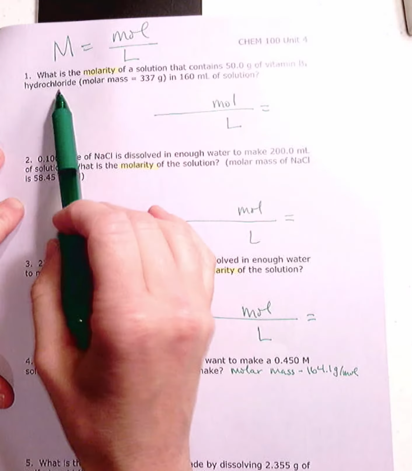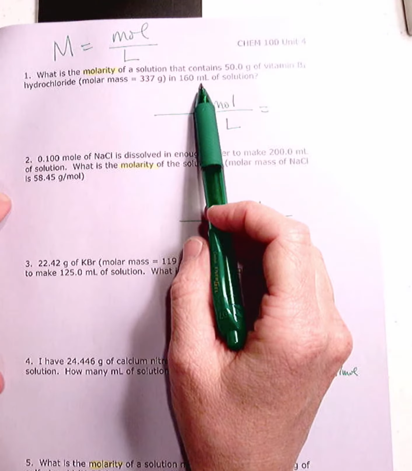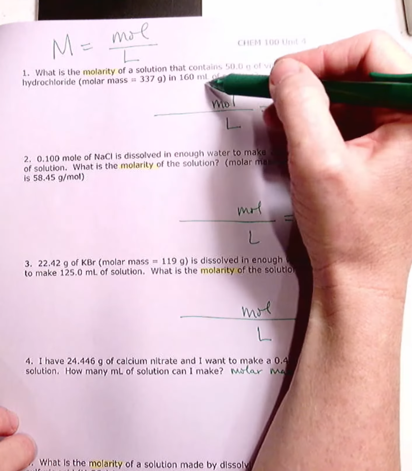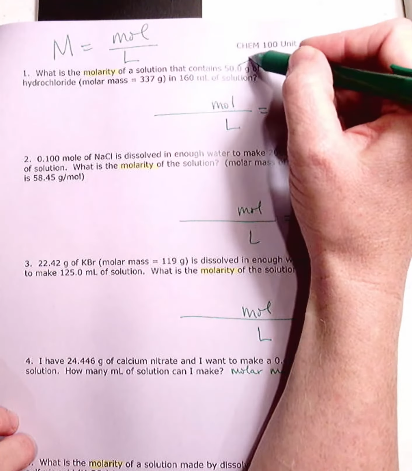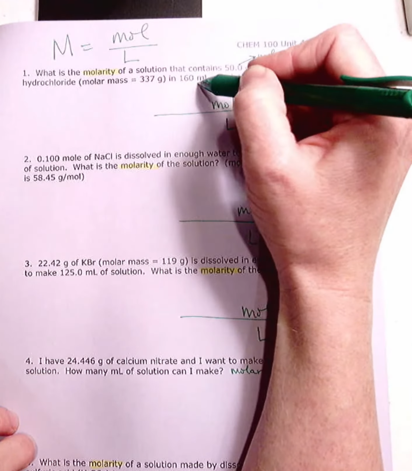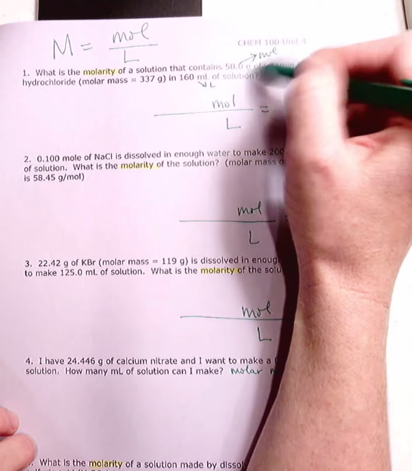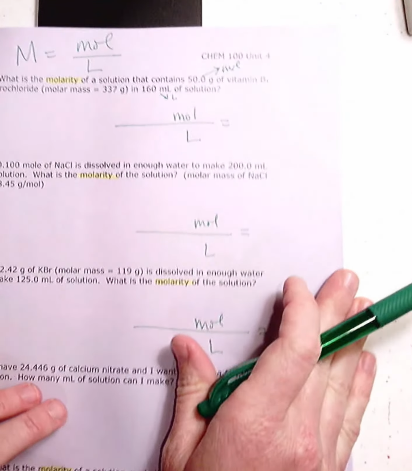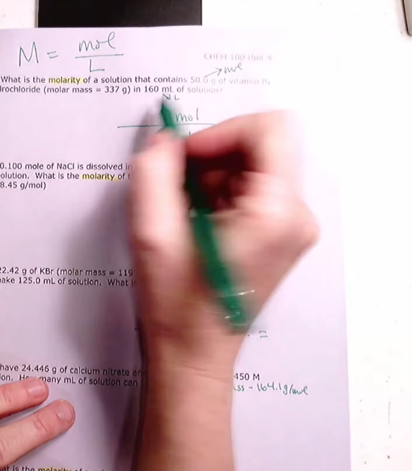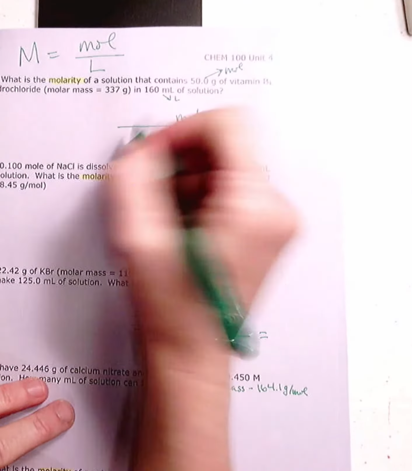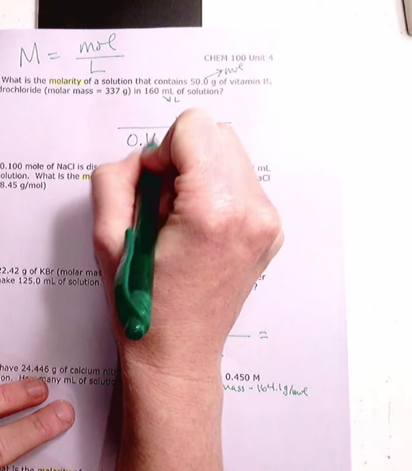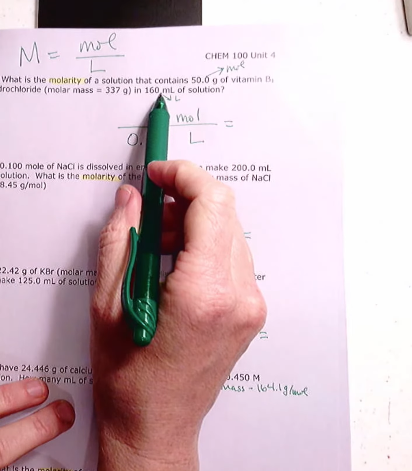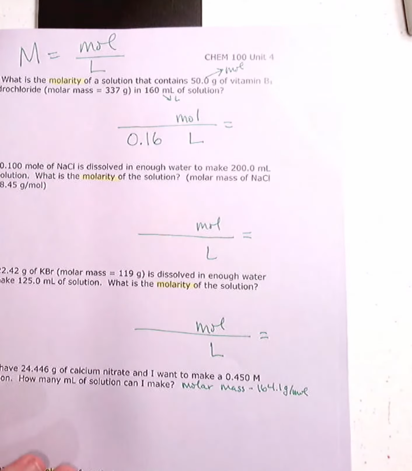All right, so question 1, what is the molarity of a solution that contains 50 grams of vitamin B1 hydrochloride and 160 milliliters of solution? So we are eventually going to get these grams to moles, and we're eventually going to get these milliliters to liters. So I'm going to say grams to moles and milliliters to liters. Once we have the grams to moles and the milliliters to liters, we can plug it in right here. This is where it comes in very handy to say, oh, you can just move the decimal 3 to the left, and I've got liters. Now notice this 0 right here is not significant. It does not have a decimal after it, so it's just going to be 0.16.